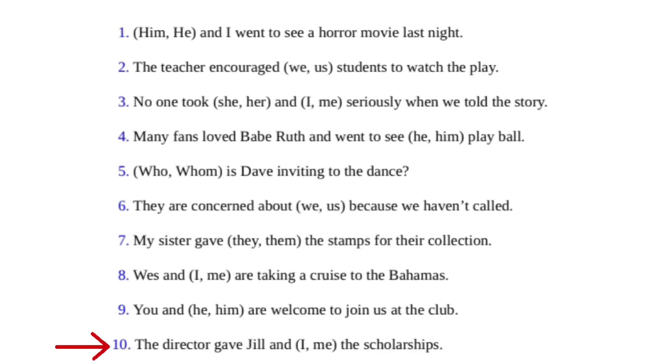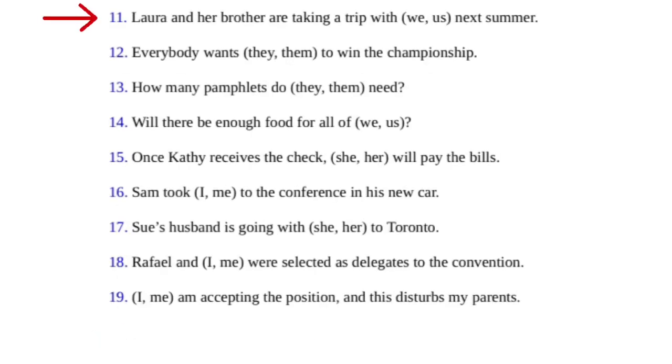The director gave me these scholarships. The director gave Jill and me these scholarships. So in the next one, with is the preposition, so it's us. Laura and her brother are taking a trip with us next summer. Next one, everybody wants them to win the championship. Next one, how many pamphlets do they need? Will there be enough food for all of us?